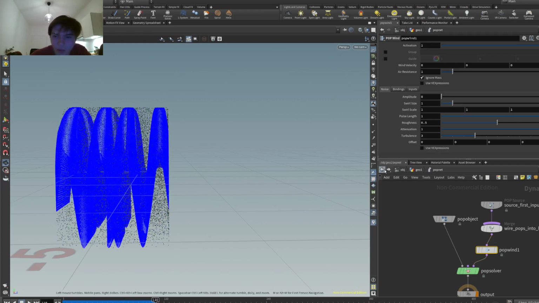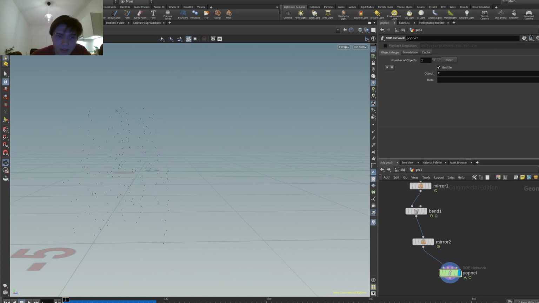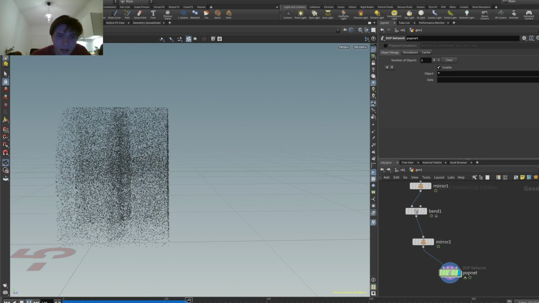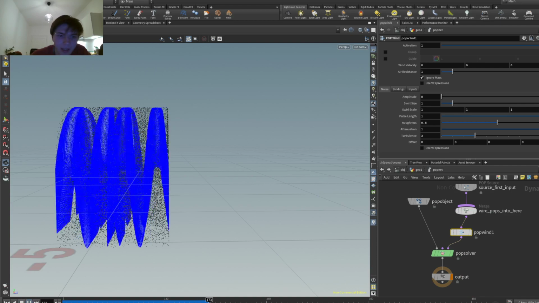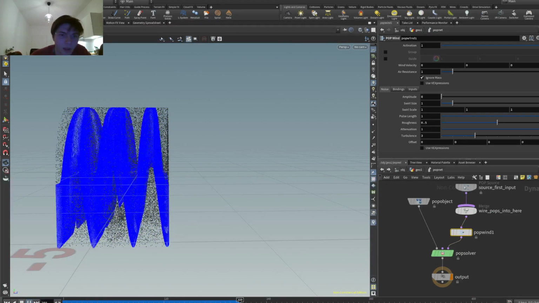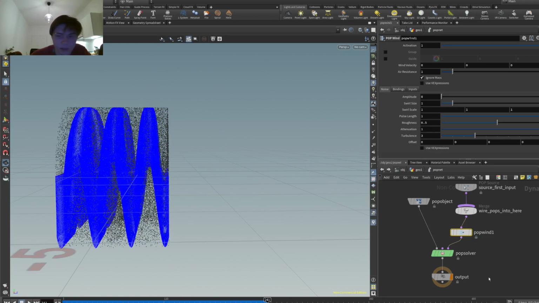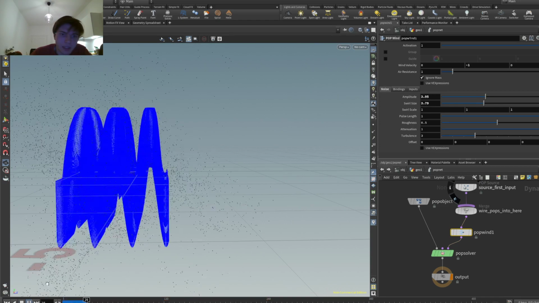That is free. I don't know what is happening. I really don't know. So when I go into that, I'm suddenly having a sinus wave going around. Amazing. We are gonna set the wind velocity to probably minus one so that we're having like a downwards thing going on. Amplitude up, swirl size also going up, and let's see what we're having here.